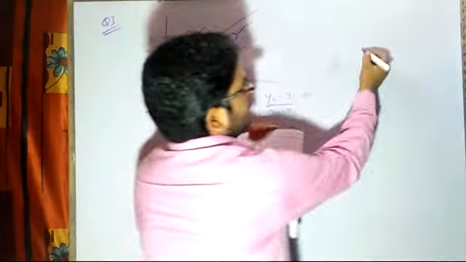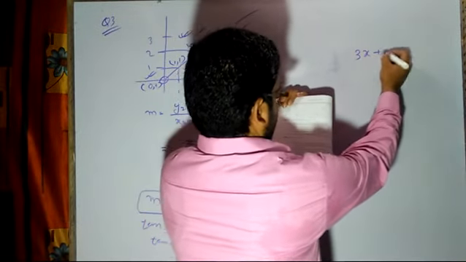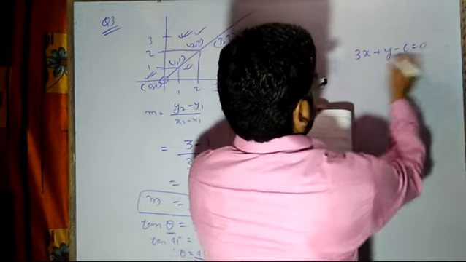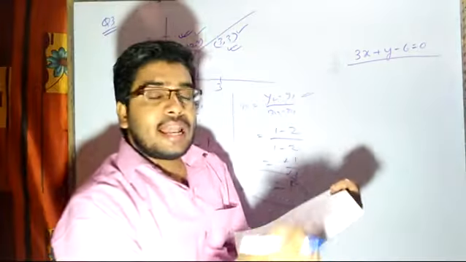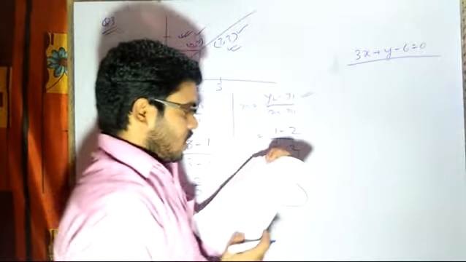Let's take this. It is given as 3x plus y minus 6 is equal to 0. This is the equation given. Then they are asking whether these points lie on that line or not.